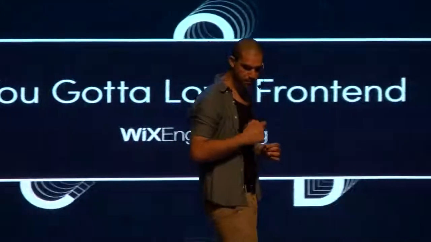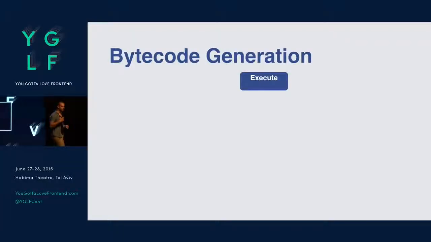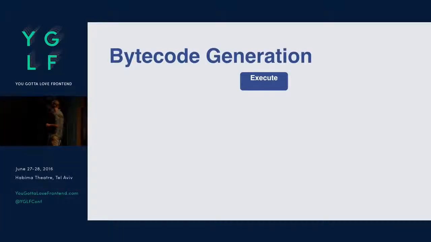So we went back to look inside the virtual machine, and we noticed that it does the following process. When you call say hello, the function we've just seen, the virtual machine does the following thing. It checks to see if it already generated the bytecode for say hello.